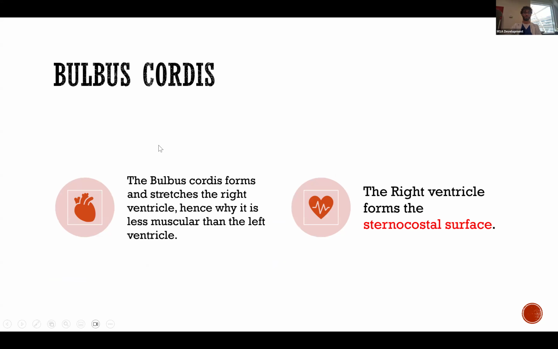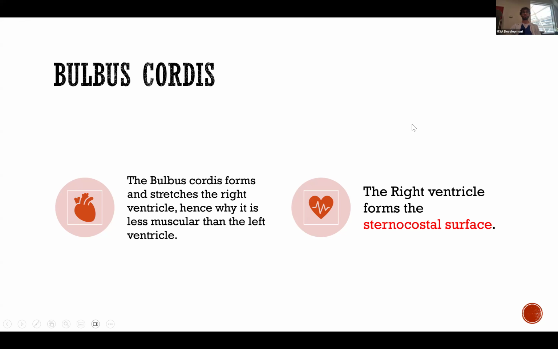Now, let's talk about the bulbus cordis. We said that it forms the right ventricle, which is less muscular than the left, because we know the left ventricle is the stronger one that pumps the majority of the blood. And as we said, the right ventricle forms the sternocostal surface.